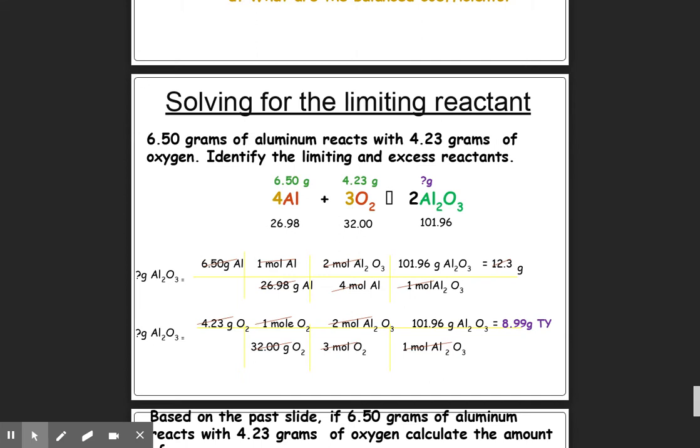So the same situation. I asked you to calculate the theoretical yield, which you've already done. So when you're asked for the theoretical yield, at this point, you've already done that. So just go back to your 2 yields, select the smallest one, that's your theoretical yield. But now I also ask you how much excess reactant is left over. So that's kind of an interesting question.